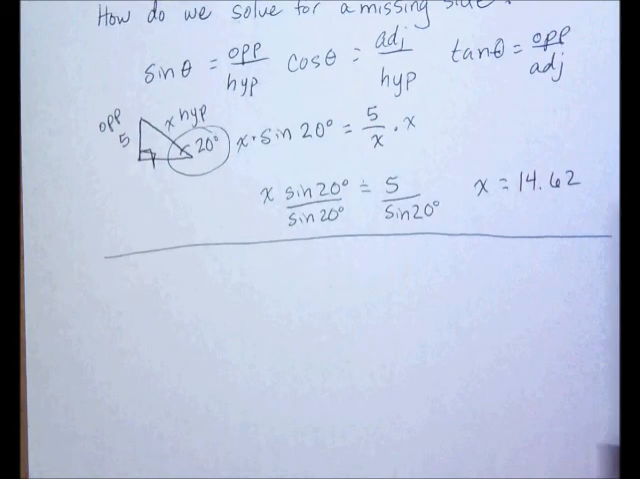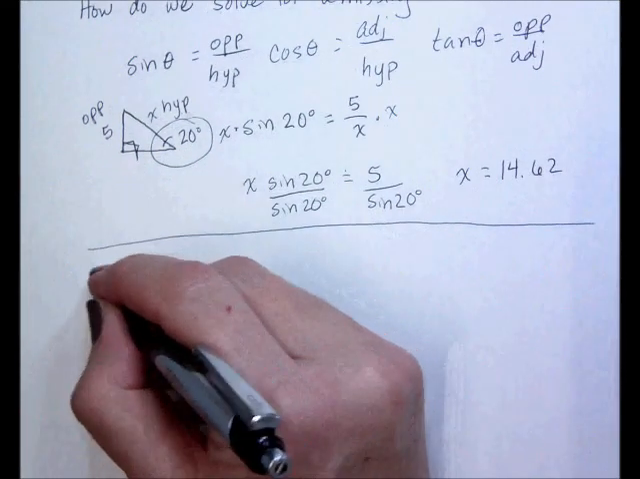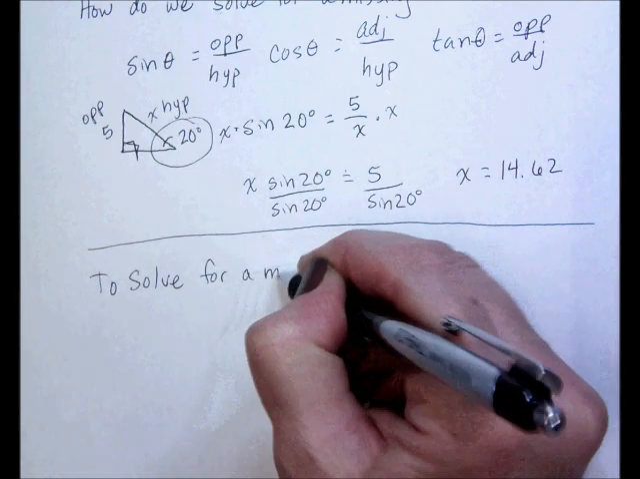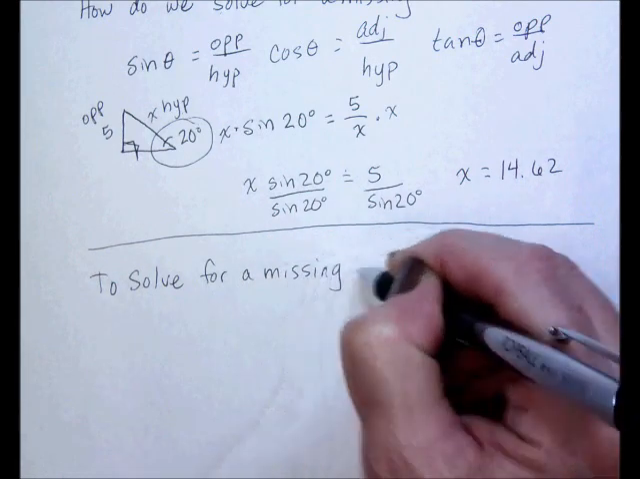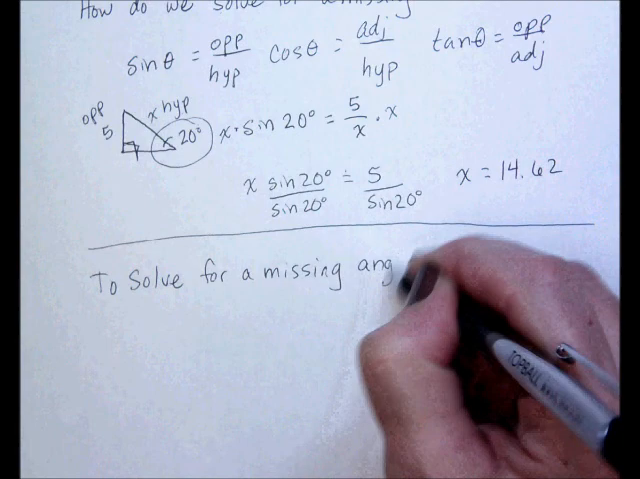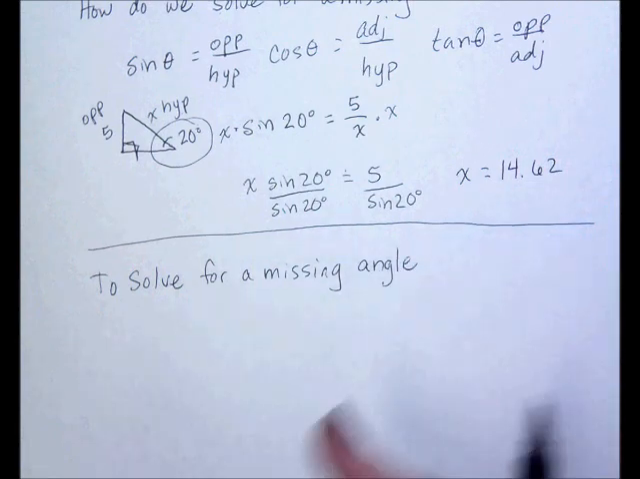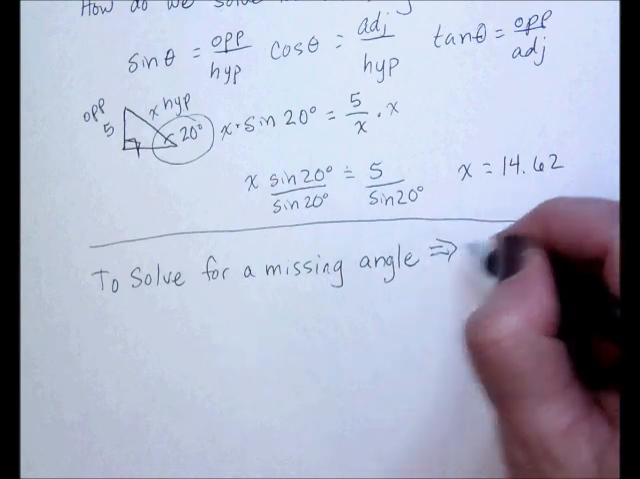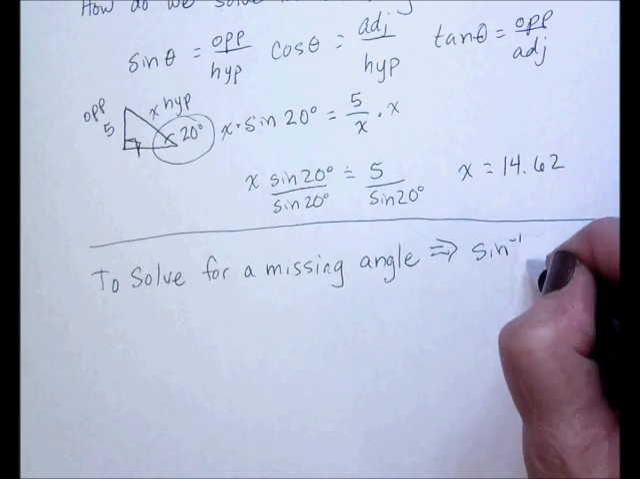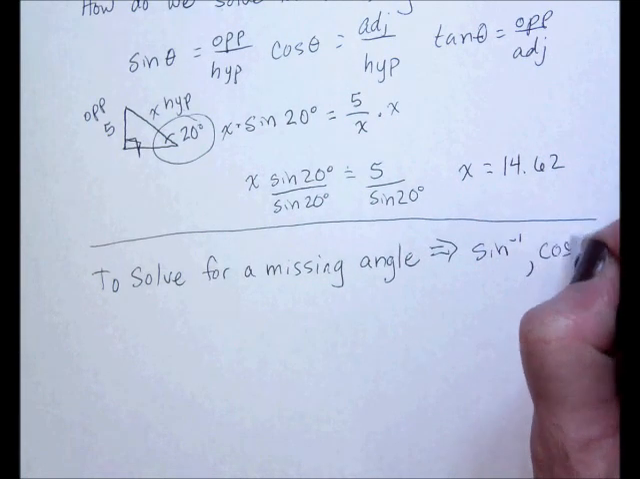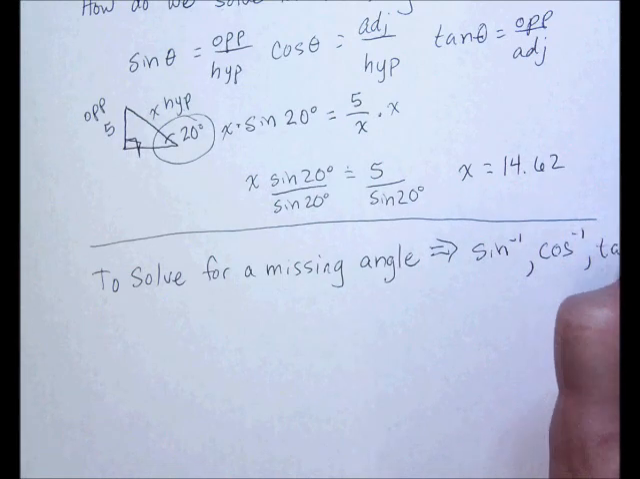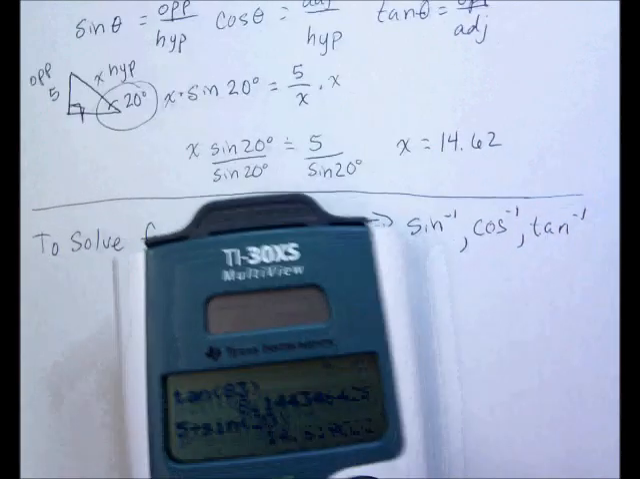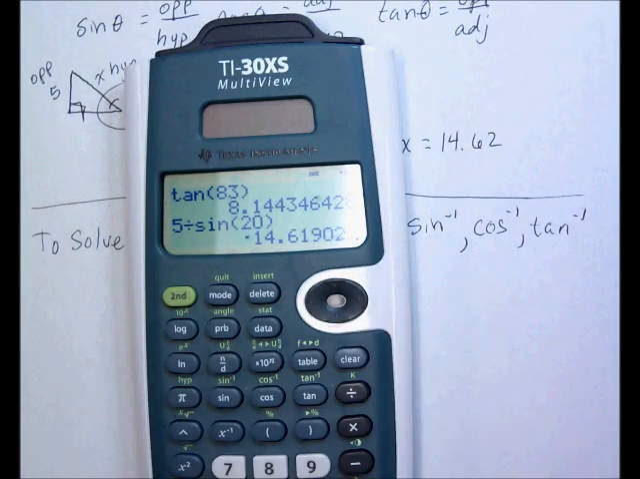So now I want to talk today about how to solve for a missing angle. Missing angle, and this is again of a right triangle, and I am going to be given two sides. I'm going to use the inverse sine, or the inverse cosine, or the inverse tangent. And these can be found on your calculator, just like sine, cosine, and tangent.